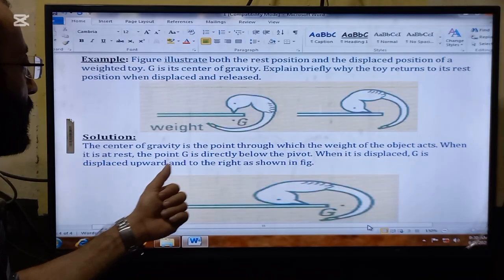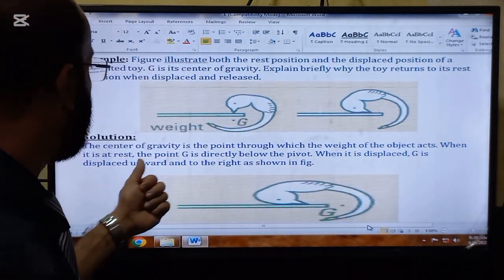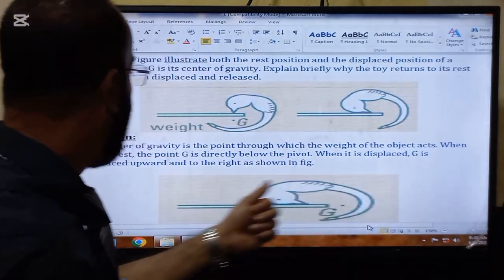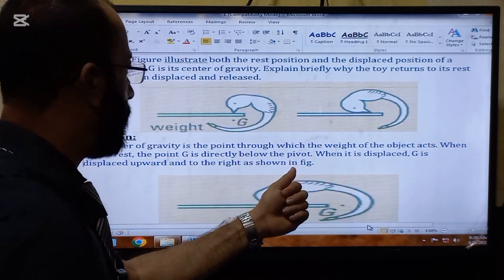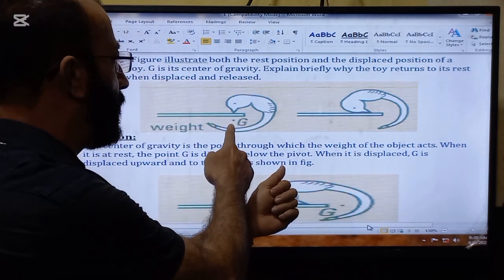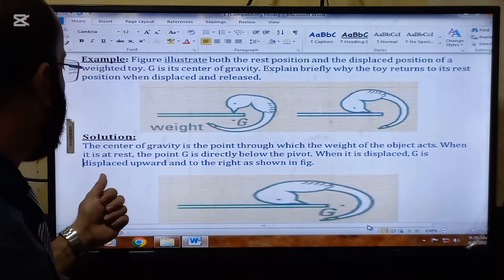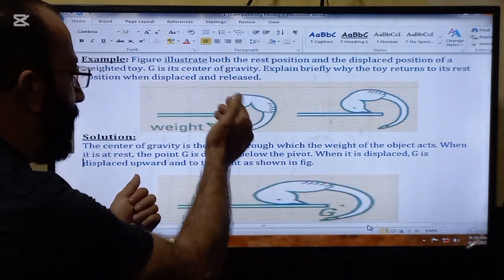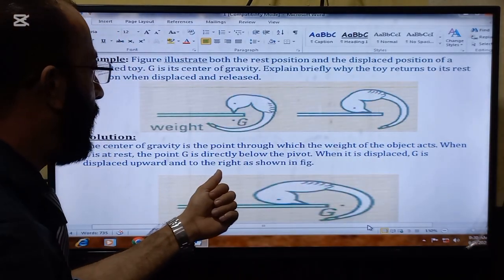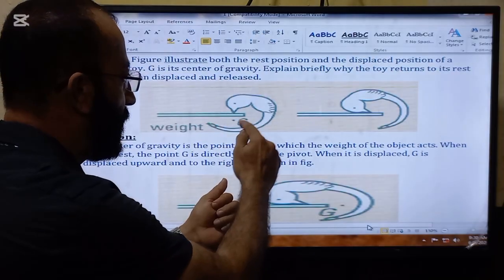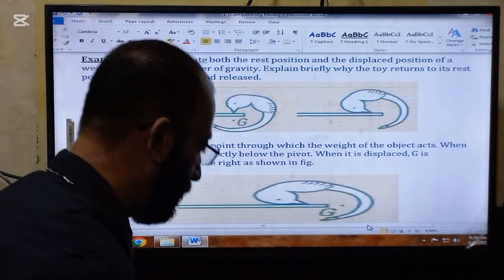The center of gravity is the point through which the weight of the object acts. First you have to give the definition of the center of gravity. When it is at rest, the point G is directly below the pivot. When it is displaced, G is displaced upward and to the right as shown. This is the figure.